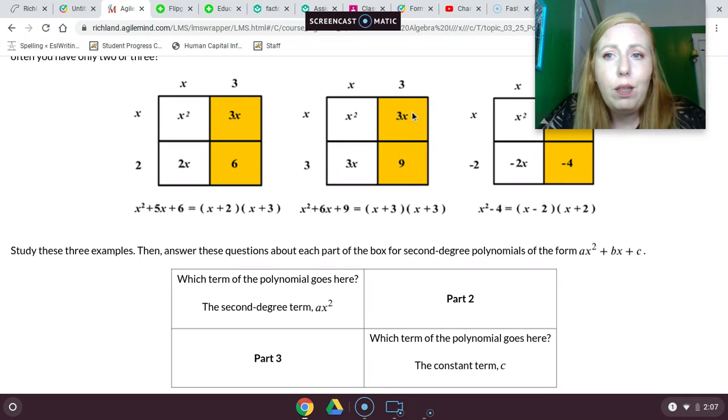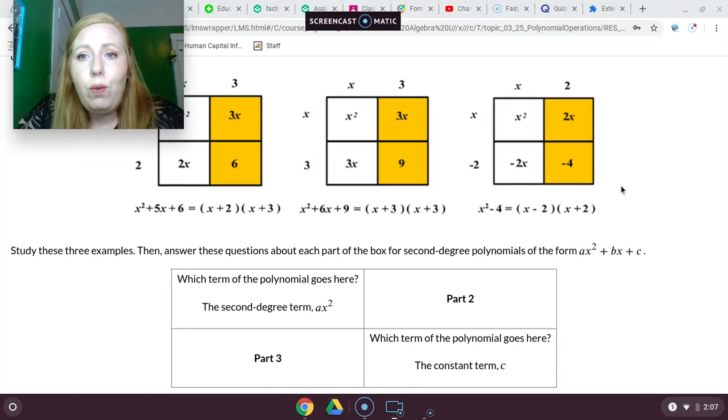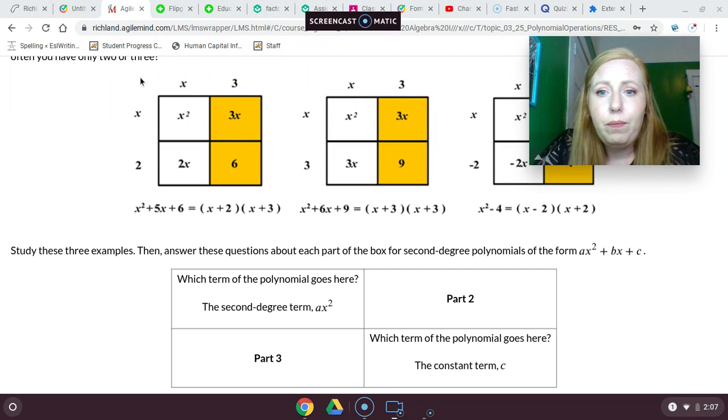9 and x squared equals 9x squared, and 3 times x times 3x equals 9x squared. We can do -4x squared, and this would be -4x squared.